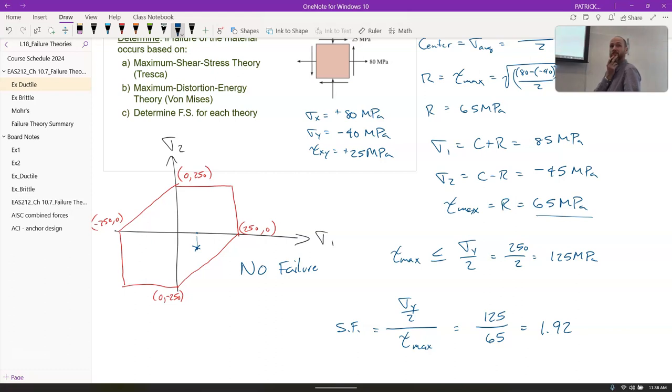Questions on the Tresca criterion? As long as you're making sense of what sigma 1 and sigma 2 are, and you're keeping track of what we've been doing this week, then applying this criterion is not super difficult. If it seems straightforward, good, because it is. But if you don't understand what we've been doing all week with sigma 1, sigma 2 and so on, then this can be a little confusing because it's building on confusion.